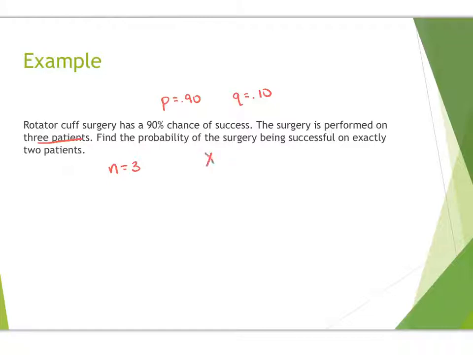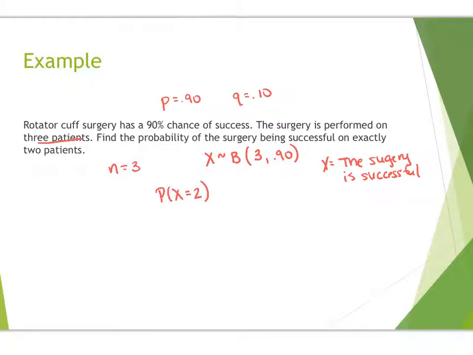So we said this is binomial. X follows a binomial distribution with an n of 3 and a p of 0.9. Now, for this particular problem, I want to know what is the probability of being successful in exactly 2 patients. So we're going to define x as, let x equal the surgery is successful, or a successful surgery. In this case, we want to find the probability that x equals 2.